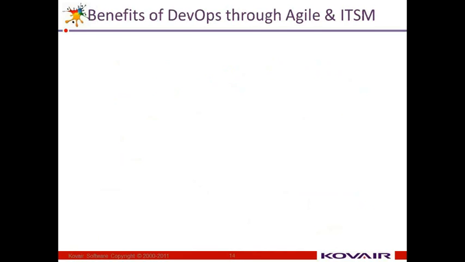So now we focus on the benefits of DevOps through Agile and ITSM. So the first point is frequent high-quality releases. This is an objective of any software development firm, isn't it? High value delivered earlier. That's all we propagate day in and day out. And the same is the case for DevOps too. Frequency in high-quality releases can be easily achieved with constant communication between development and operations.